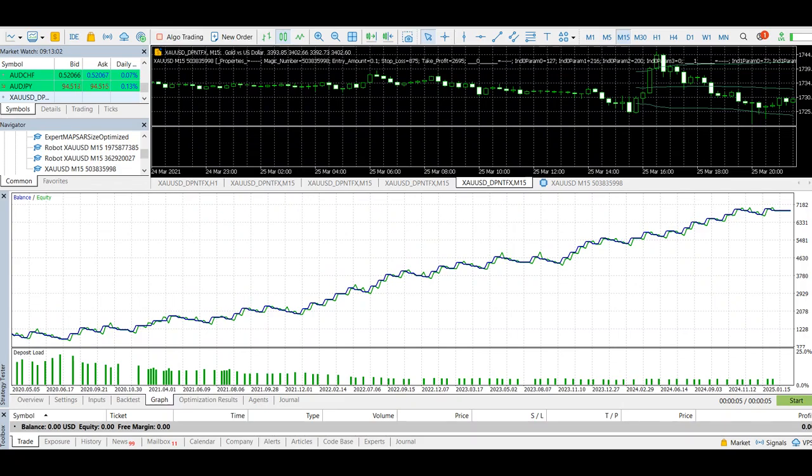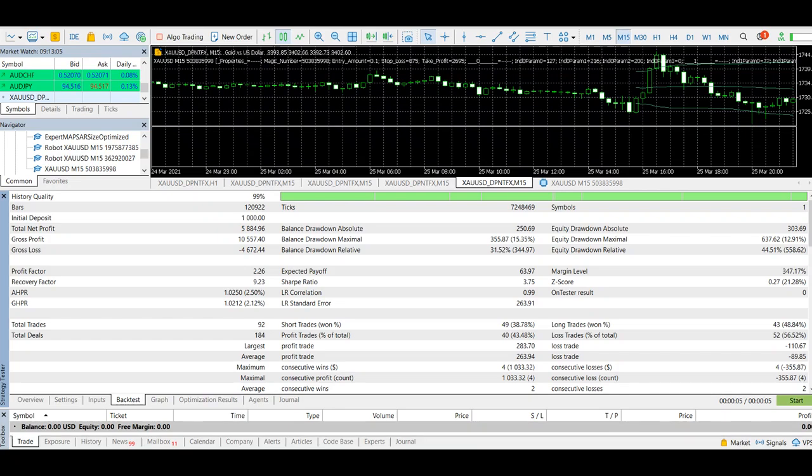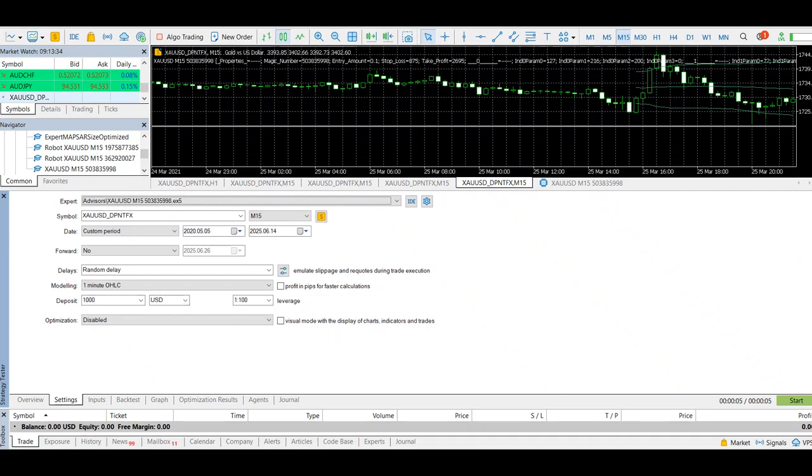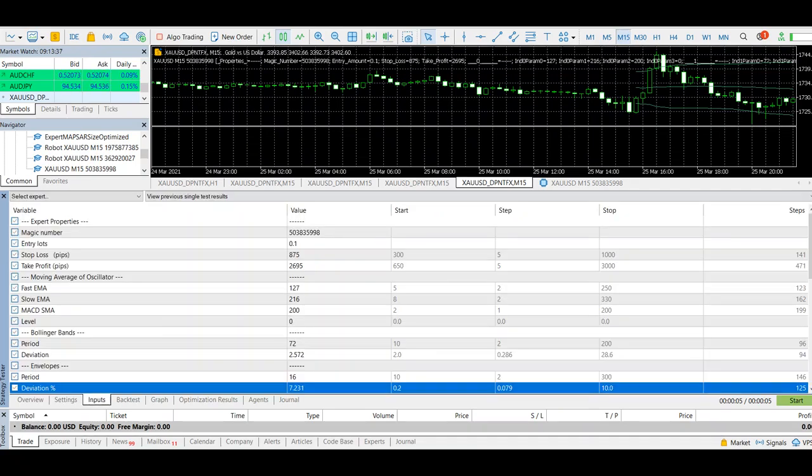1 minute UHLC is quite fast. The backtesting results are in front of you. History quality is 99%, and the gross loss and gross profit are approximately the same, right? And as you can see over here, profit factor 2.26, recovery factor 9.23, expected payoff 363.97, and the Sharpe ratio is 3.75. A little here and there, but approximately the results are almost the same. Okay, as you can see, this was 1 minute UHLC.